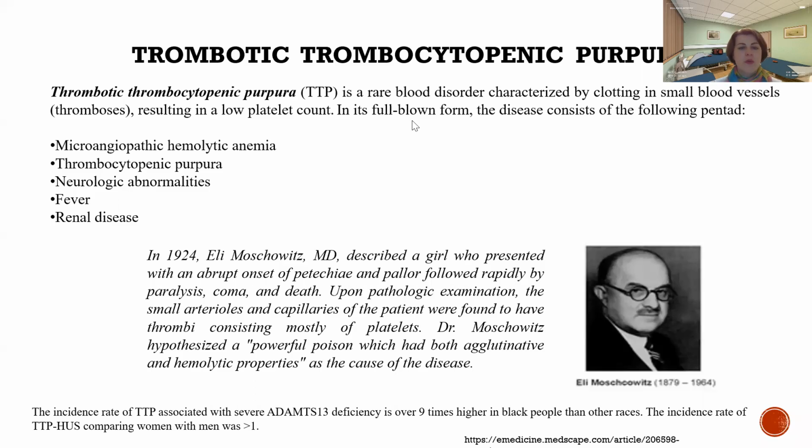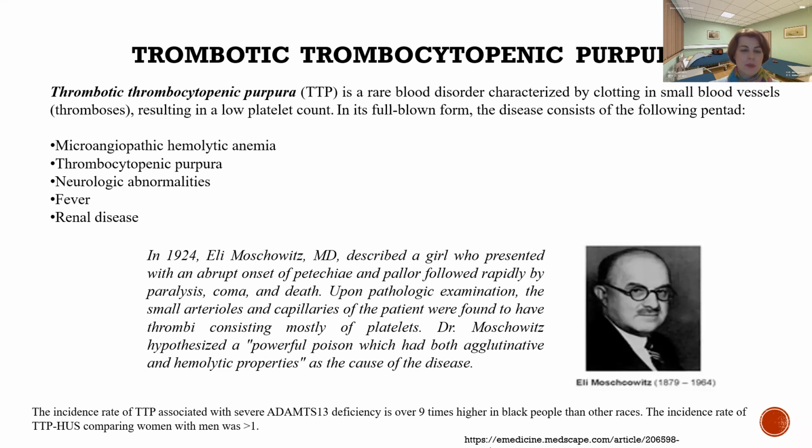In 1924, Eli Moschcowitz, a doctor, described a girl who presented with an abrupt onset of petechiae and pallor, followed by rapid paralysis, coma, and death. Upon pathological examination, the small arterioles and capillaries of the patient were found to have thrombi consisting mostly of platelets. The doctor hypothesized that a powerful poison which had both agglutinative and hemolytic properties was the cause of the disease.